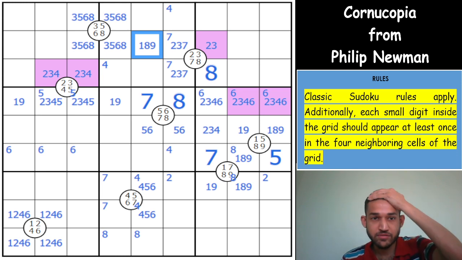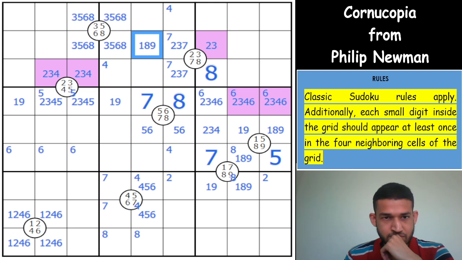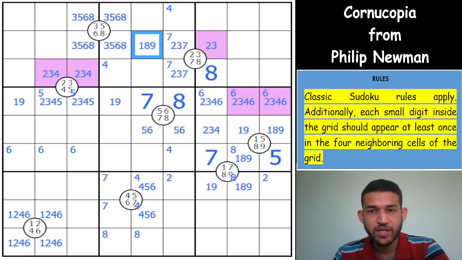Very interesting, guys. Really interesting Sudoku. I mean, I don't know how to say this, but the reductions are looking very sharp. It's easy to miss any of these sharp reductions, and really nice job by Philip to create this Sudoku.